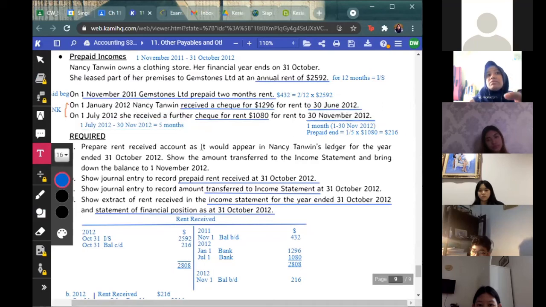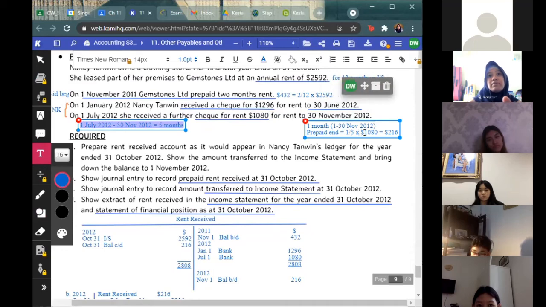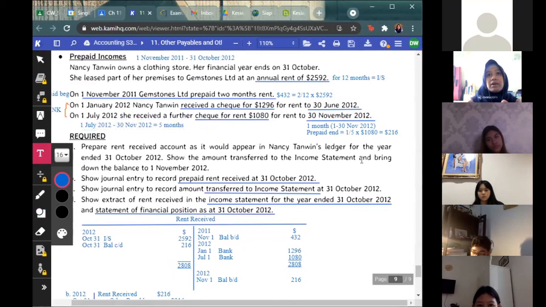Now you have to be able to find out how many months this 1080 payment covers. From 1 July 2012 until 30 November 2012 is 5 months. So to calculate 1 month prepaid is 1 over 5 times 1080 equals 216. There you can find the prepaid at the end. Okay. Any questions so far? No, miss. Okay.